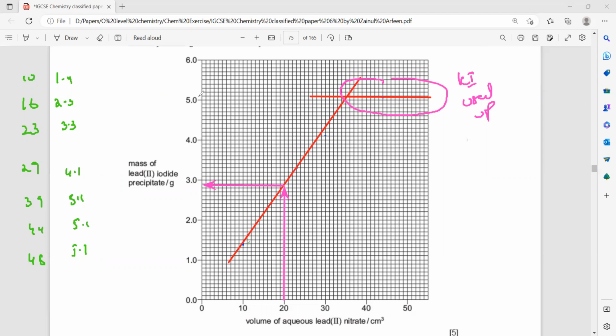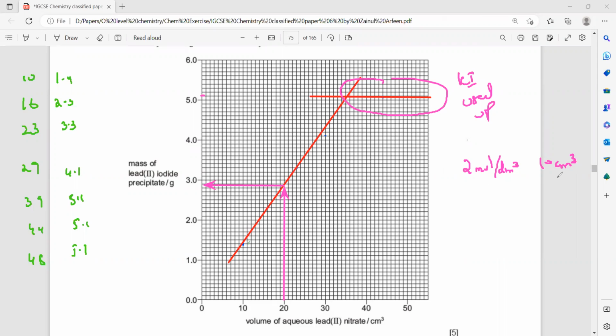So if 5.1 is formed and we reduce the concentration, the mass of precipitate formed will also be half. So half of 5.1 will be 2.55, for the same volume. Why is the product decreased? Because we reduce the concentration. If I was using 2 mole per dm cube and the volume was the same, the moles are decreased as we decrease the concentration.